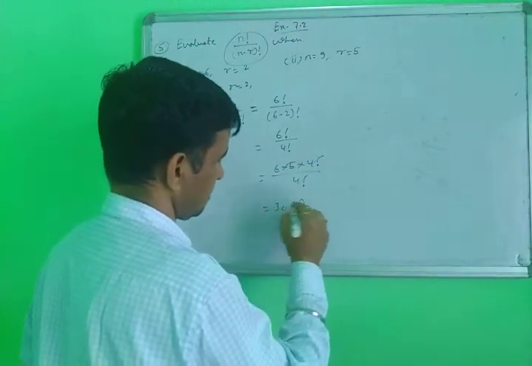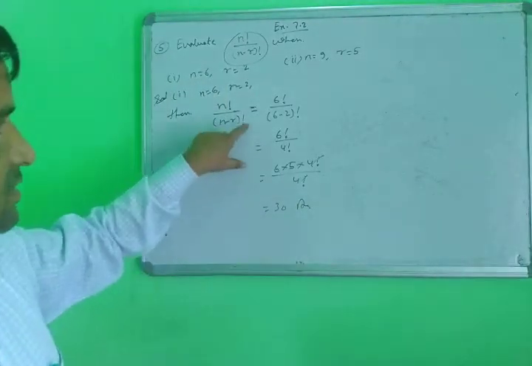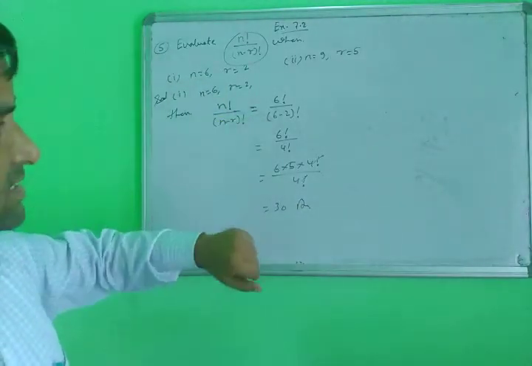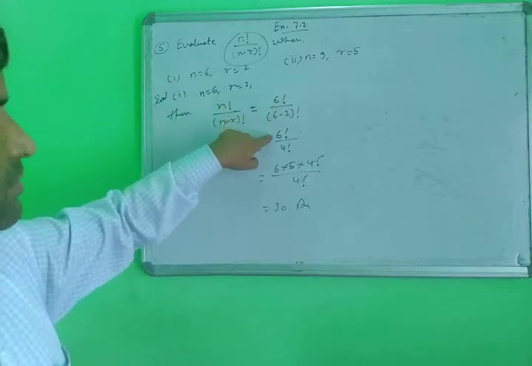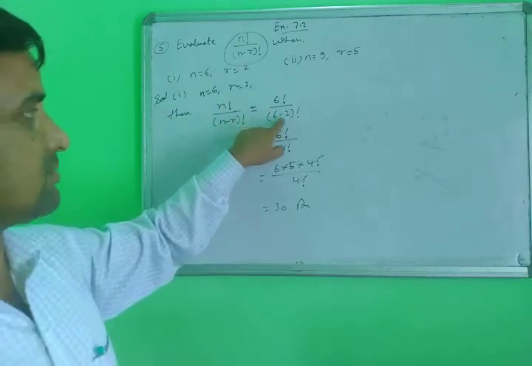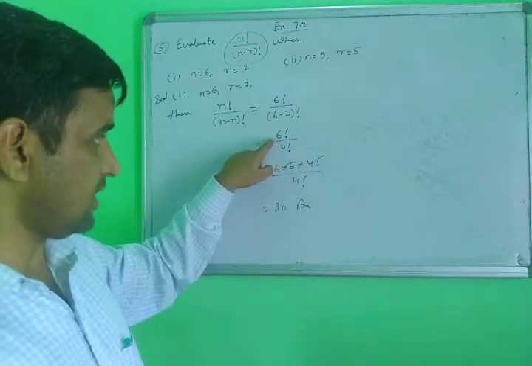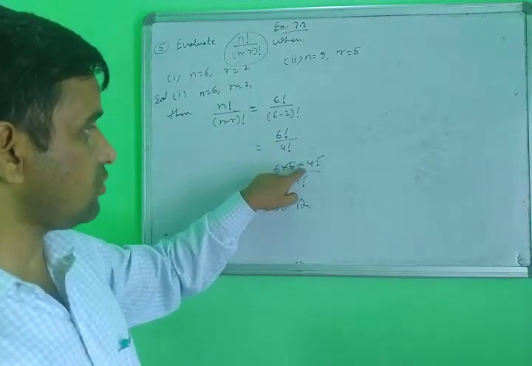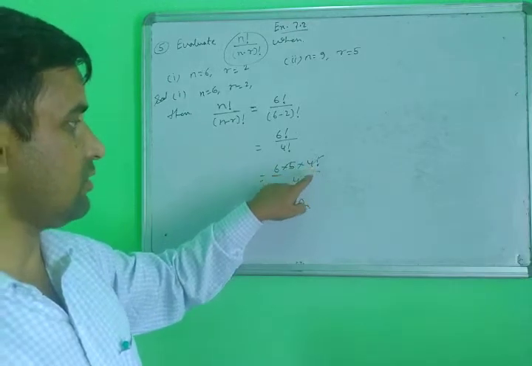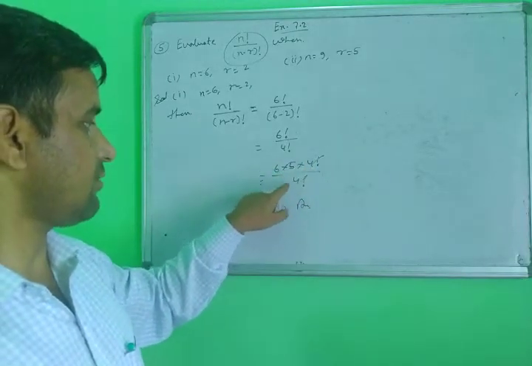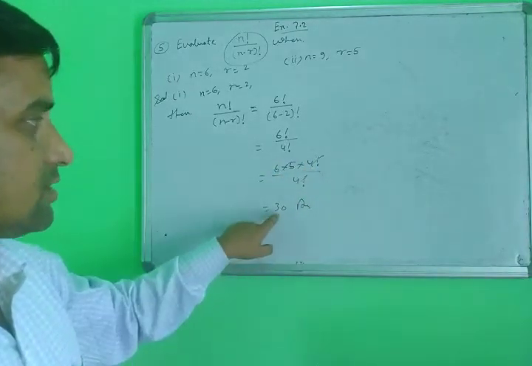This is your answer. According to this, you calculate how to divide, subtract, and add here. This factorial 6 is the same here, but you subtract 6 minus 2, which is 4, and then you expand it: 6 into 5 into factorial 4. And then factorial 4 by factorial 4 easily cancels. What is left here? And this answer is only 30.